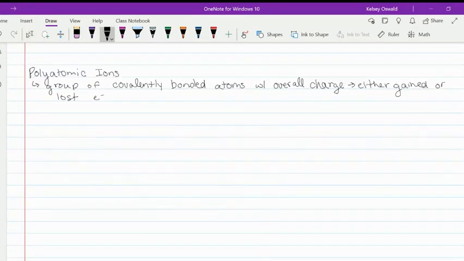So we know an ion has either gained or lost electrons. So a polyatomic ion is going to be a group of covalently bonded atoms that have an overall charge, which means we either gained or lost electrons. And we're going to say we either gained or lost electrons from your central atom. So from that atom in the center.